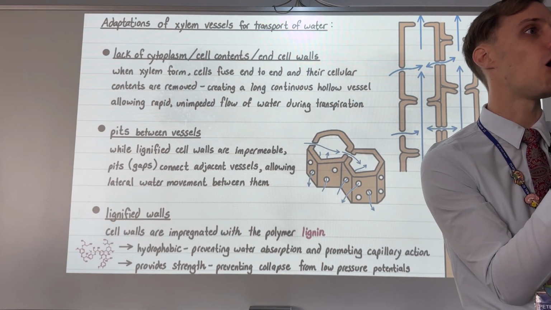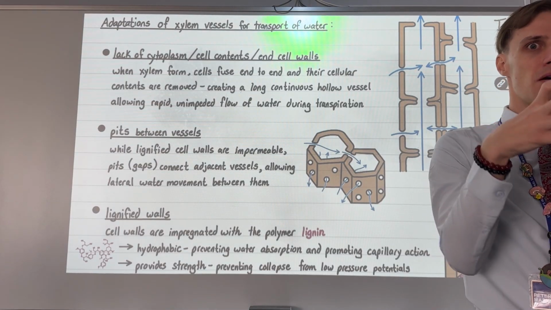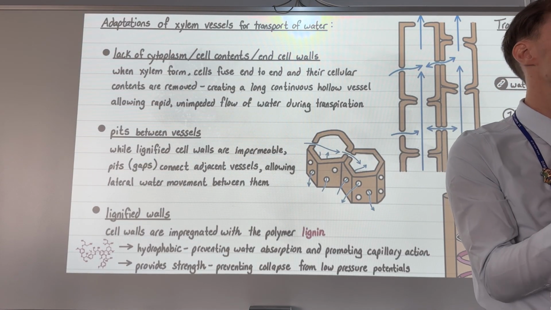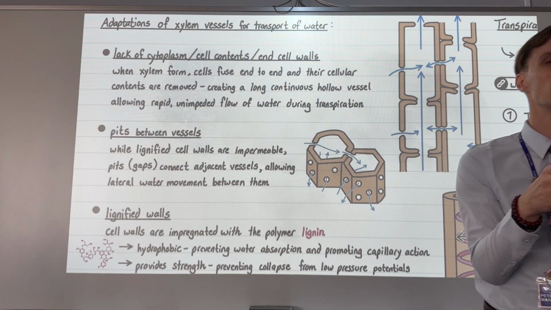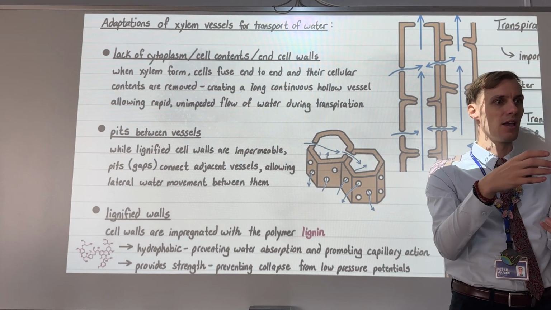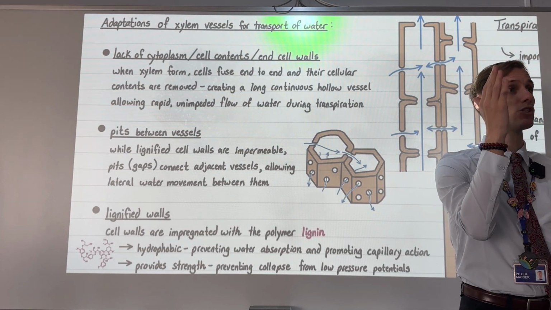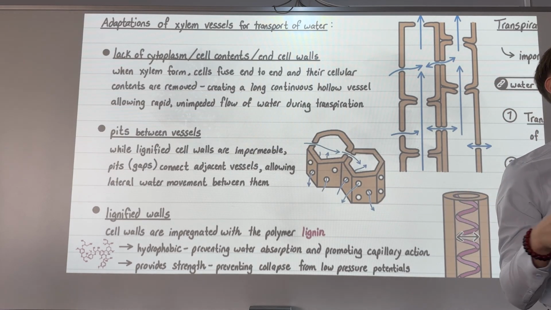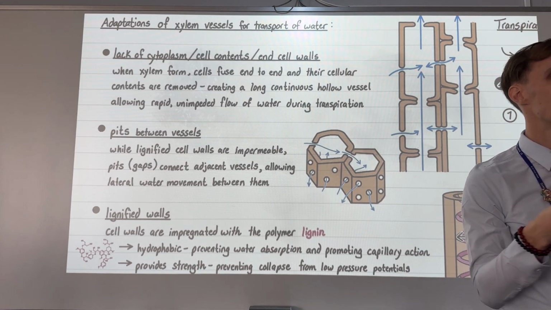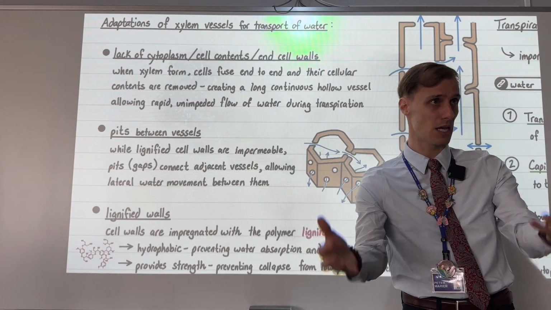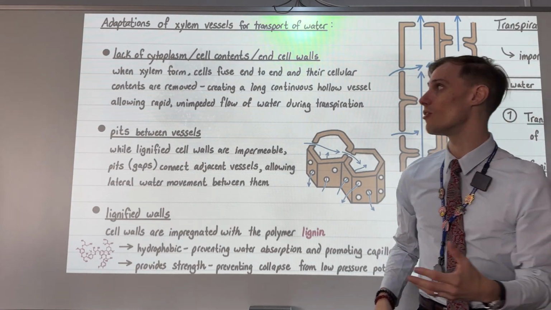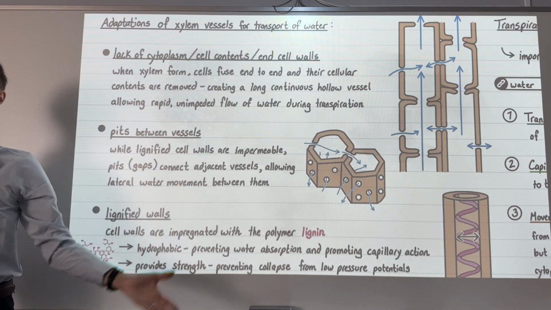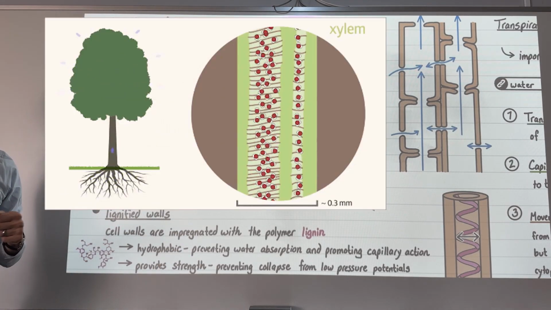Being completely hollow, without a jelly-like structure in the middle with a bunch of organelles, none of that's needed. The whole role of a xylem is just to provide a tunnel for the passage of water. So by lacking all of those things that normally a cell has, that in and of itself is an adaptation. It's actually quite useful. So this allows this really rapid, unimpeded flow of water up through a xylem.